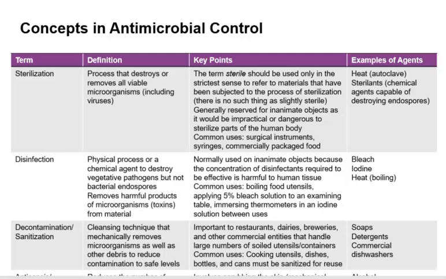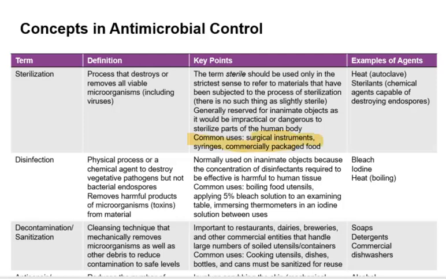So this is the chart from your book. It talks about sterilization and disinfection, just like we were talking about. Under the key points for sterilization, it says the term sterile should be used only in the strictest sense to refer to materials that have been subjected to the process of sterilization. We might use it loosely in common terms, but in the microbiology class, sterilization refers to that complete removal of everything. As it says, there's no such thing as being slightly sterile. It is sterile. There's nothing left behind. Once again, sterilization is for inanimate objects; it's dangerous to do that on the human body. Common usage is mainly surgical instruments, syringes, and other things like that, and we'll talk about how we go about sterilizing things.